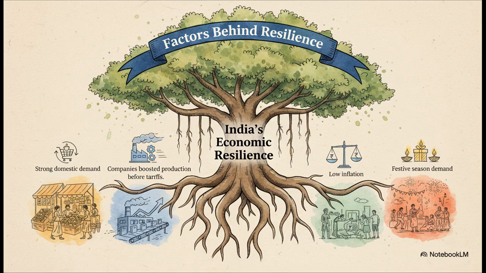You see, this resilience was no accident. It was built on a few strong pillars. First, as we just saw, that incredibly strong domestic demand. Second, a really clever move by Indian companies who actually ramped up production and exports before the tariffs hit. Third, inflation stayed relatively low, which kept prices stable and helped people's purchasing power. And finally, you had the huge boost from festive season spending, which always gets the market buzzing. All these things created a powerful buffer.